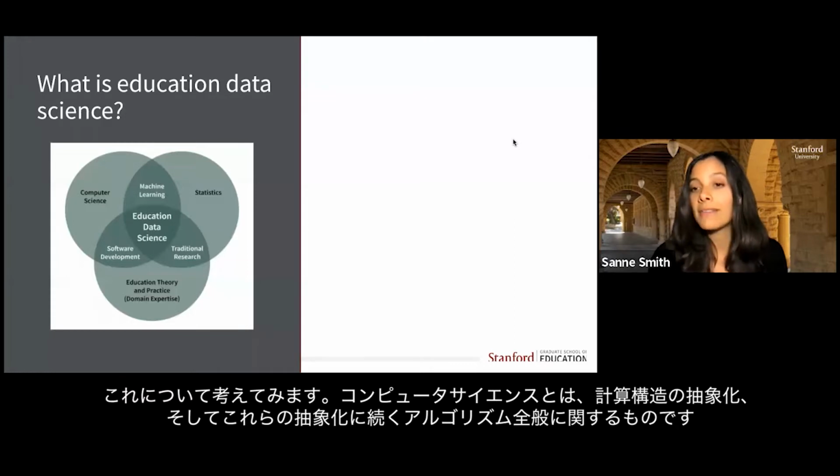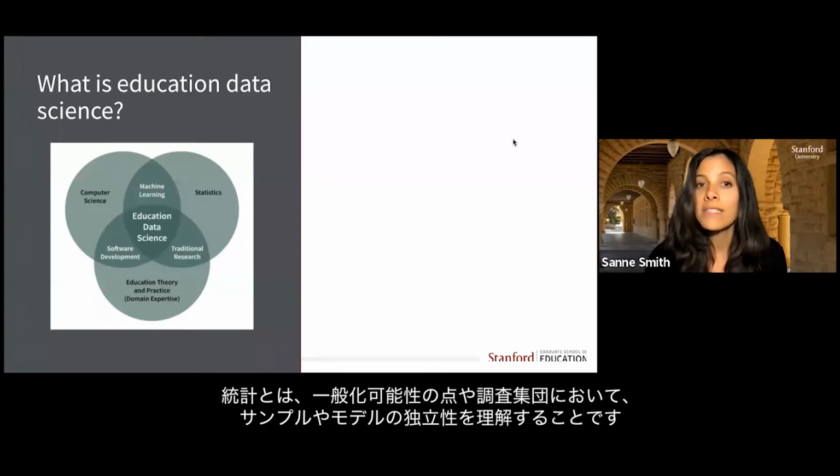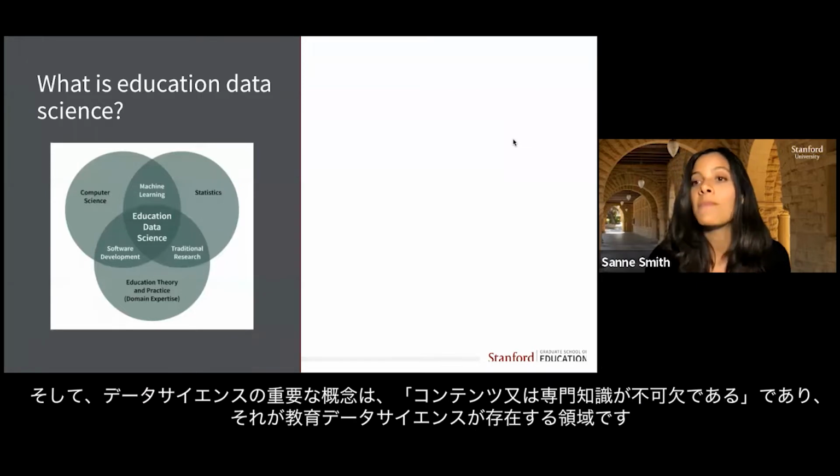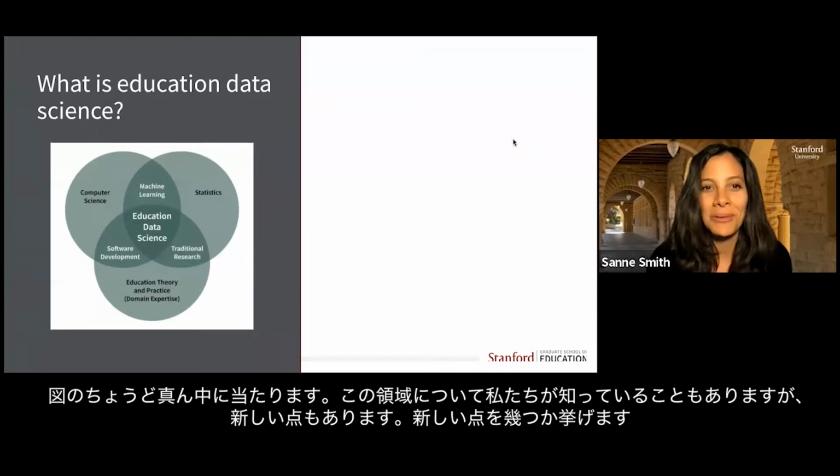So if you think about that, computer science is all about creating abstractions around computational structures and algorithms that follow these abstractions. Statistics is all about understanding the interdependence of samples, models, and generalizability to a population of interest. Then a key concept of data science is that content or domain knowledge is essential. And that is the space that education data science is in. So right there in the middle.